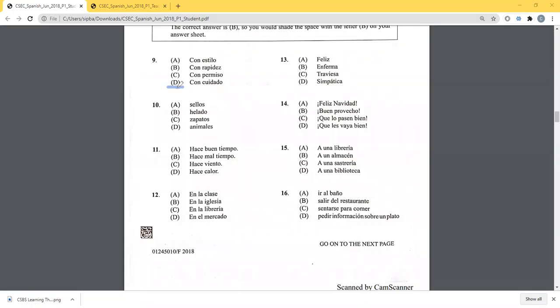¿Por qué con cuidado? Right? Llueve mucho, it's raining a lot, y no veo bien la carretera. I can't see the road. ¿Cómo debe conducir el chofer? How must the chauffeur drive? Con cuidado. Right? Not con estilo, stylishly, or quickly, or with permission, but carefully, yeah?